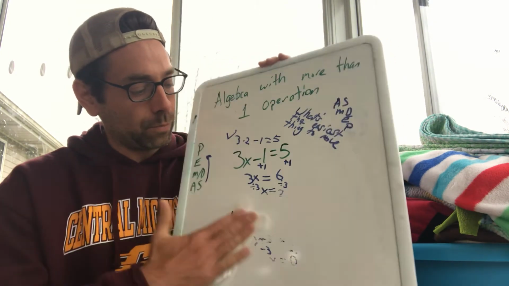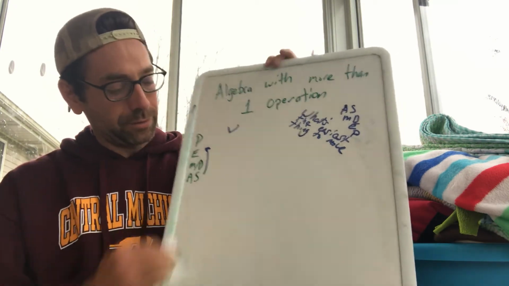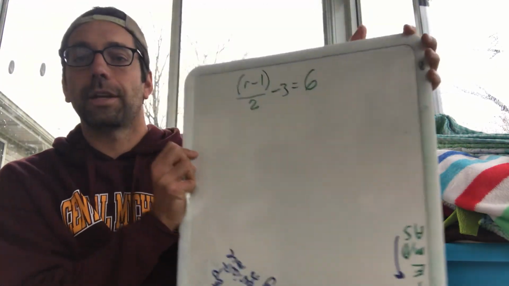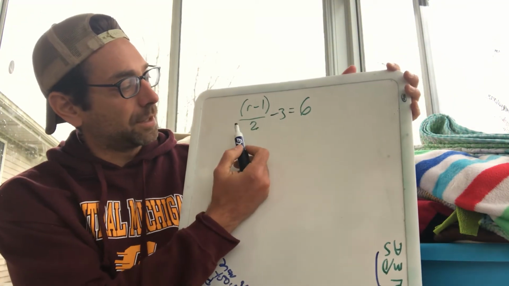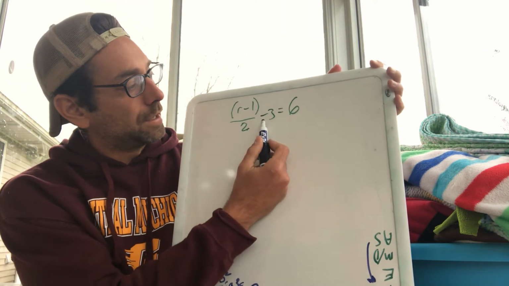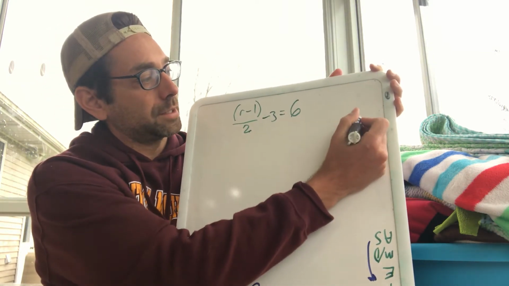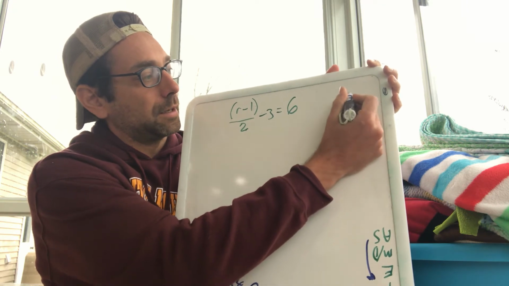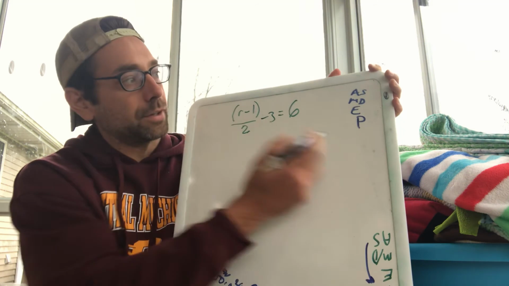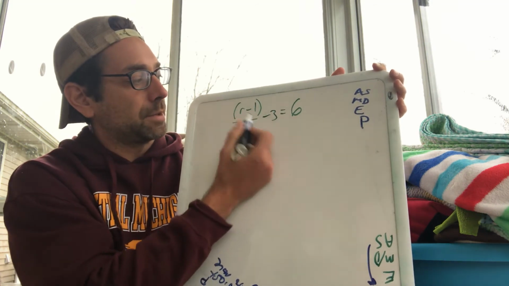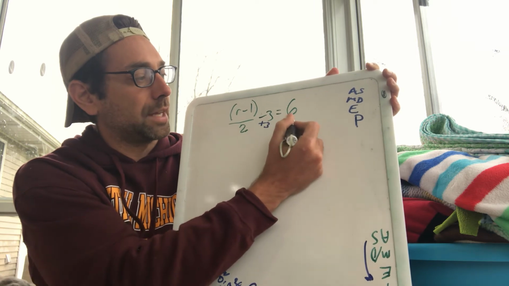All right, so let's try one more here. Let me erase and give it a little flip. Here we go. All right, so this looks a little bit complex. I have r minus 1 in parentheses, all over 2, minus 3 equals 6. So I'm going to think about the order of operations in reverse. I want to get rid of the easiest thing first. I want to start with adding and subtracting. I don't want to worry about this parentheses. Here's the subtraction I can get rid of. I'm going to add 3 to both sides.